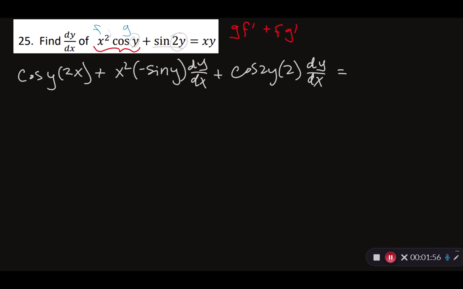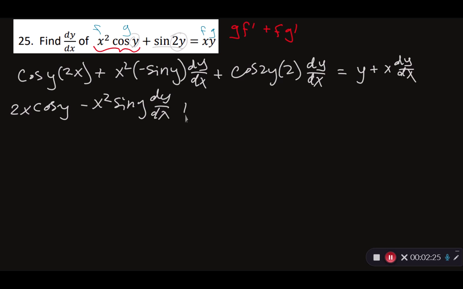equals x times y, which is another product. F, we'll call that g. So it's going to be y times 1 plus x times dy/dx. Now, just to clean this up a little bit, we'll have 2x cosine y minus x squared sine y dy/dx plus 2 cosine 2y dy/dx equals y plus x dy/dx.